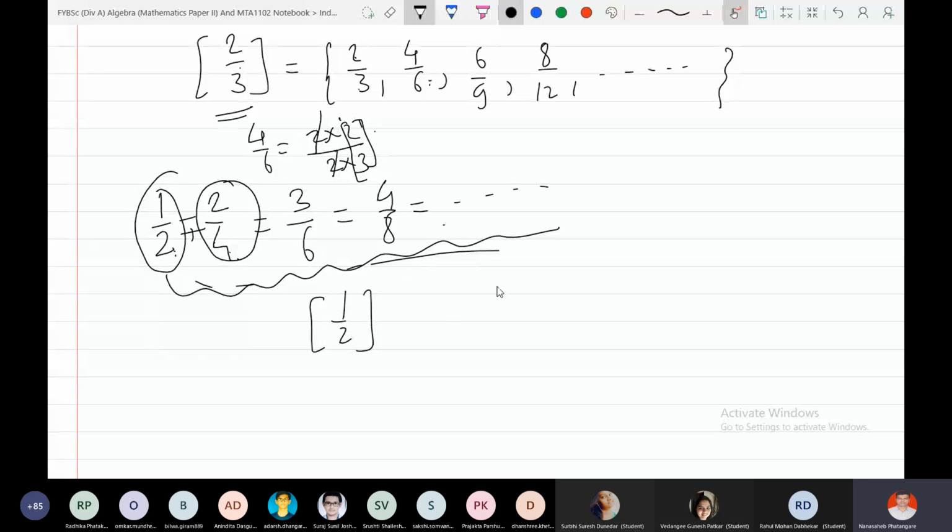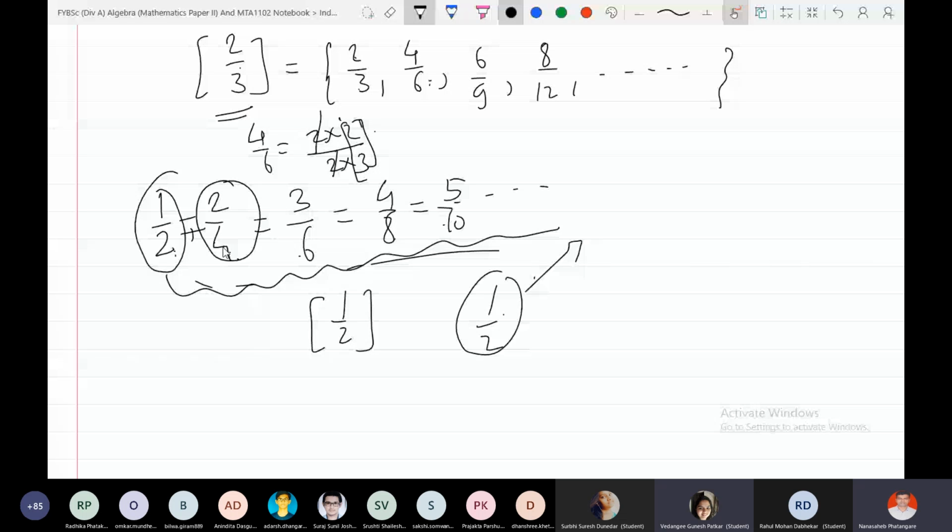Right? And therefore, 1 by 2 is only the representative. All are hiding behind it. 2 by 4 is there, 3 by 6 is there, 4 by 8 is there, 5 by 10 is there. All are behind this. This is just the representative and all are hiding behind it because they have the same value. And in day-to-day life, you use the value of 2 by 4 as the same as 1 by 2. The value of 3 by 6 is the same as 1 by 2 because they are in the same class.